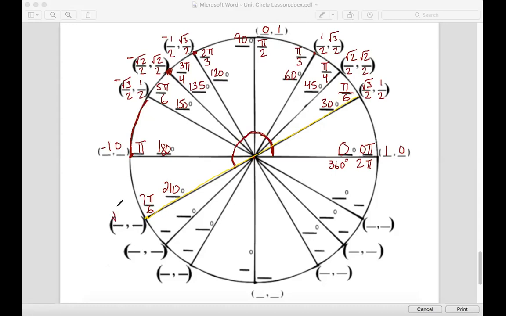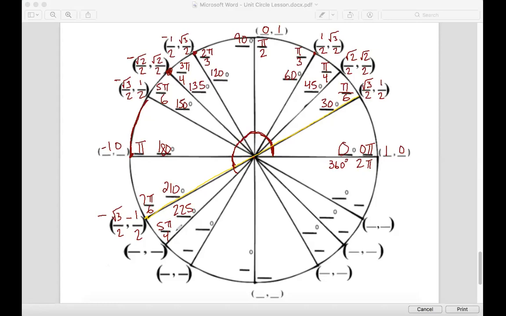So we still have root 3 over 2 and 1/2, but we have negative, negative because to get there, we're going left and down, left and down. Both of those are negative directions. Okay, there's 15 degrees of rotation in here. So 210 plus 15 is 225. In terms of pi, that would be 5 pi over 4.